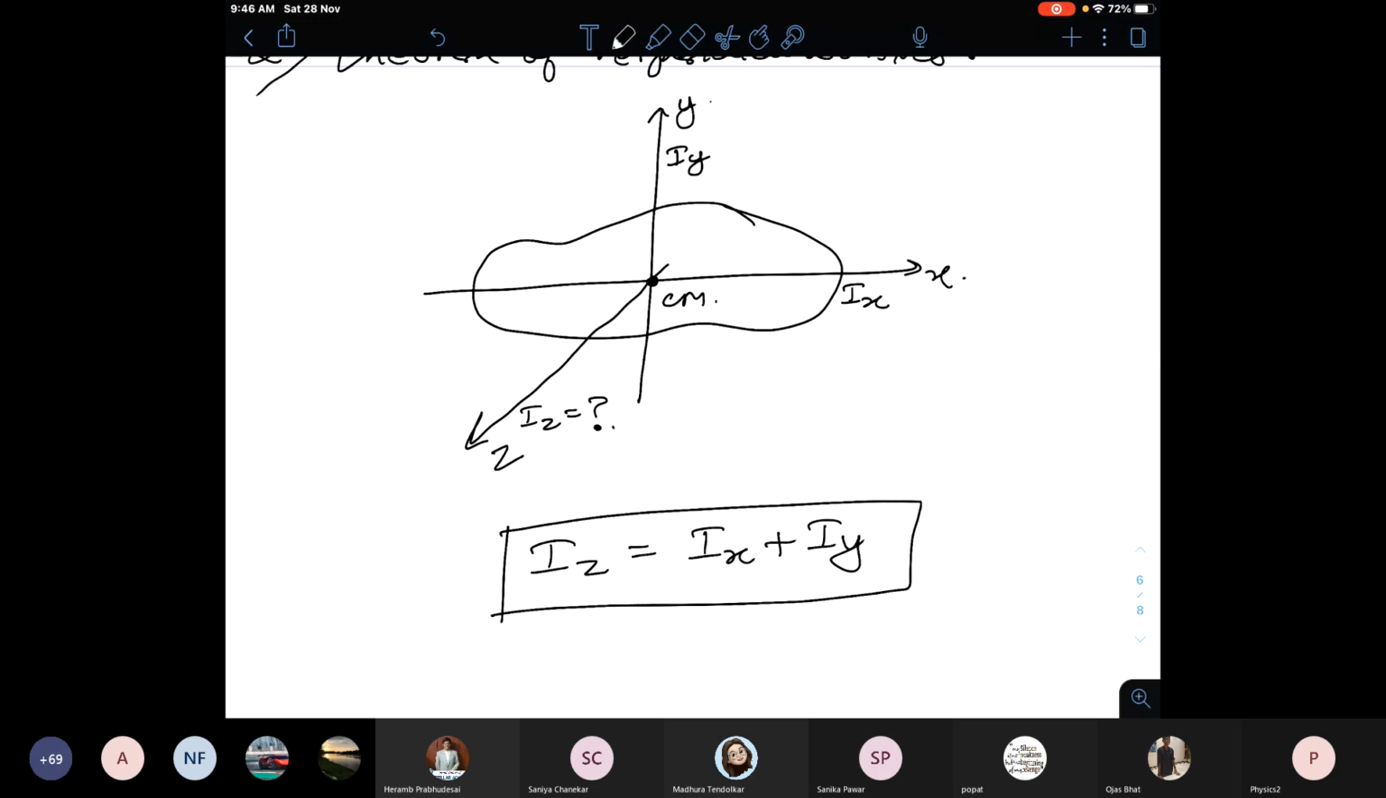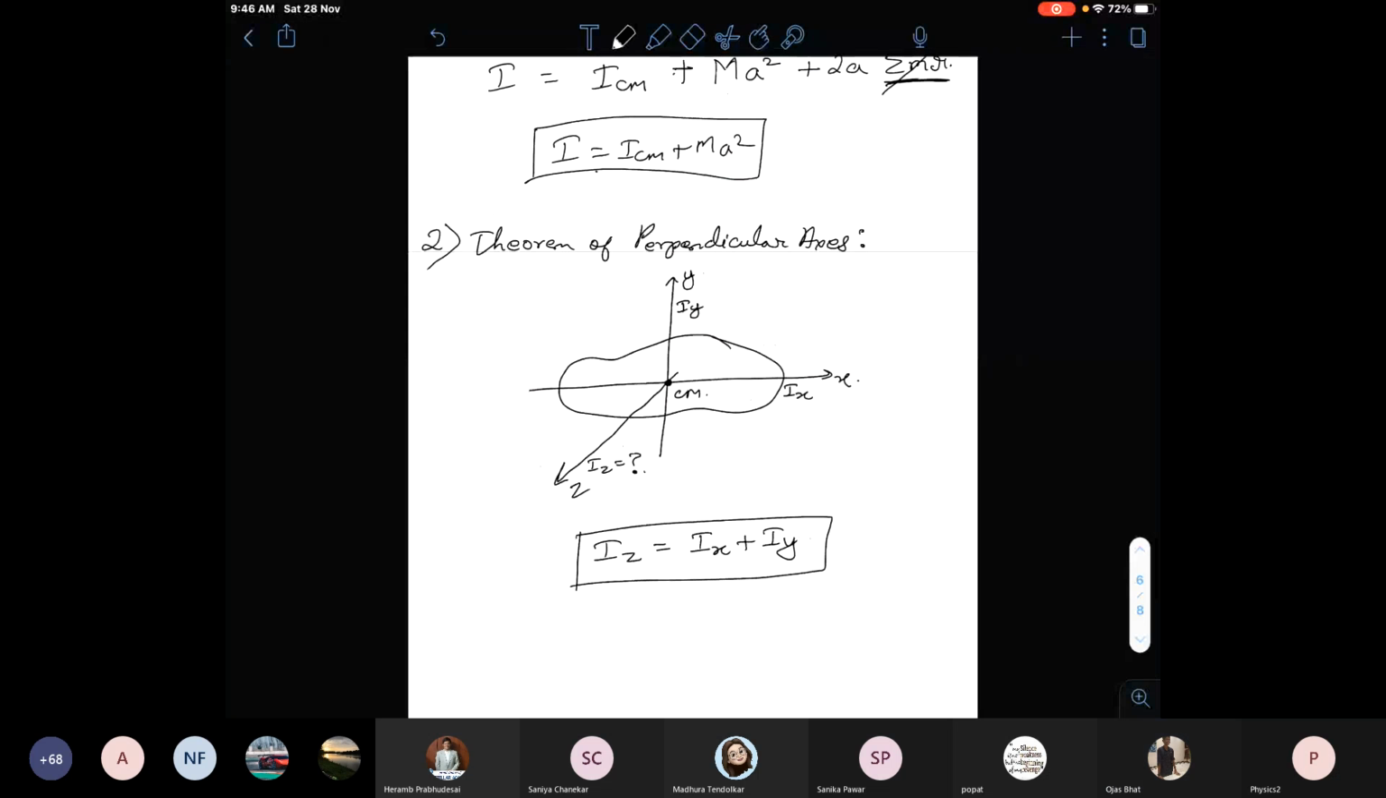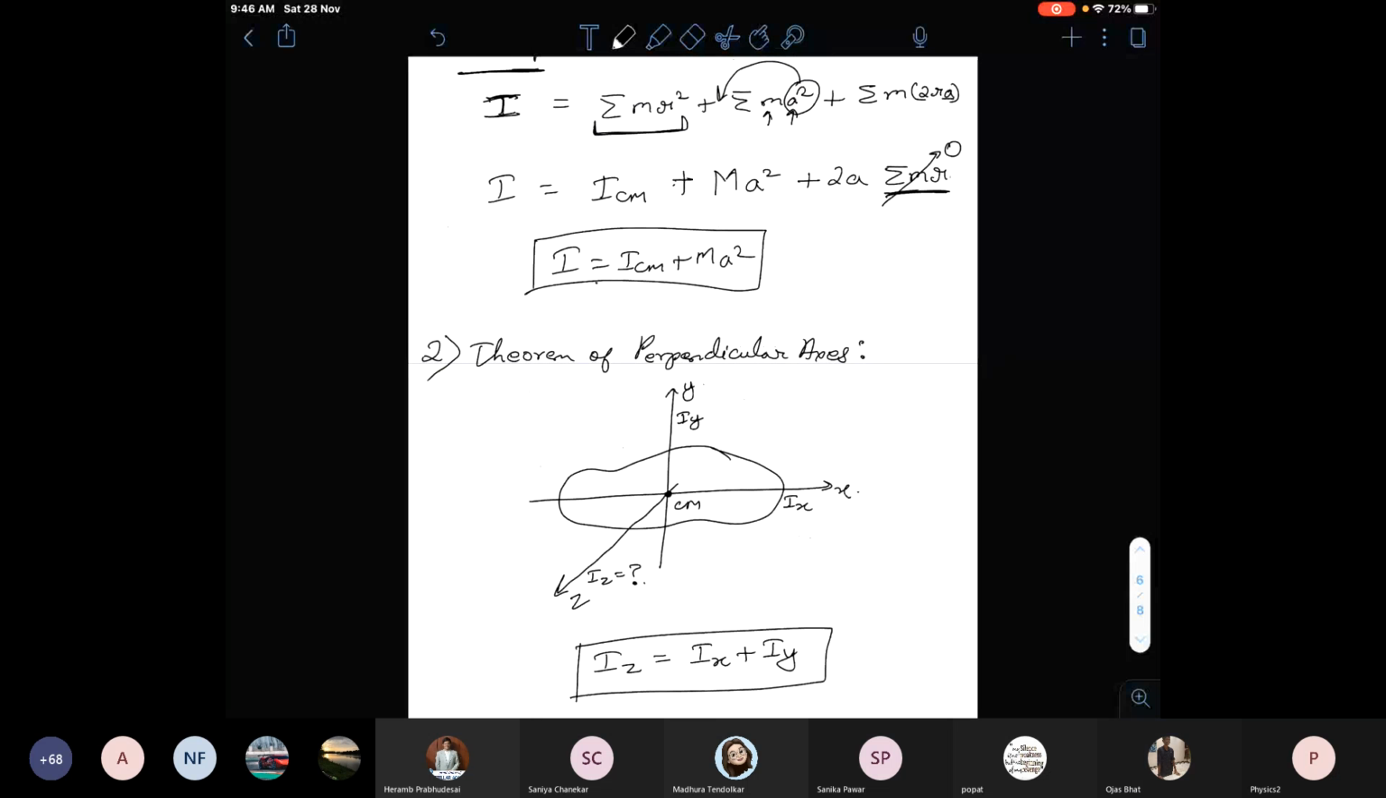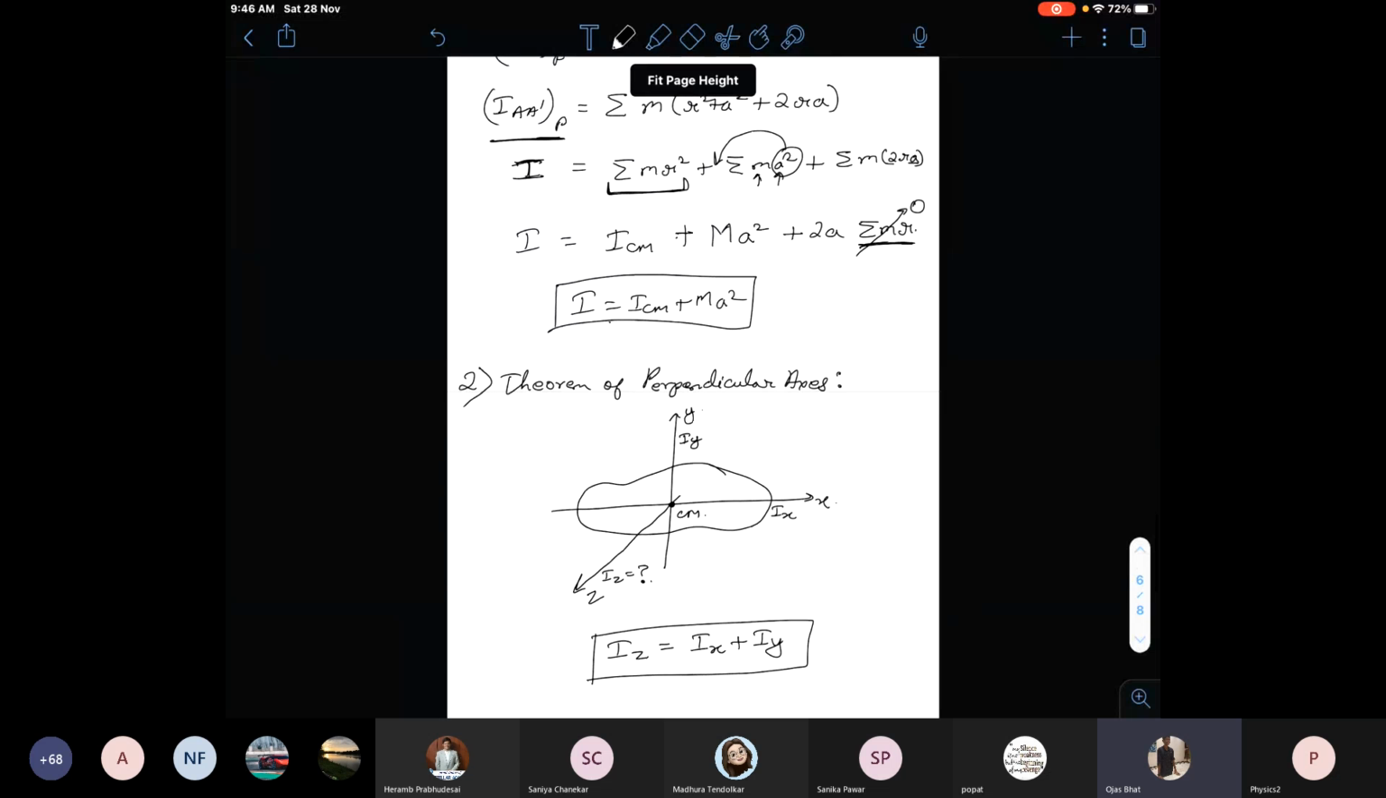Okay, and it is a very simple thing. Okay, so we will see examples. Sir, I lost connection. Can you just zoom out a little bit? Yes, this is the second theorem. Okay, sir. Thank you.